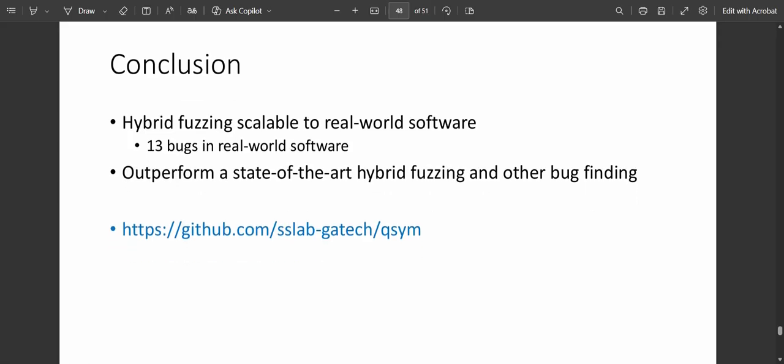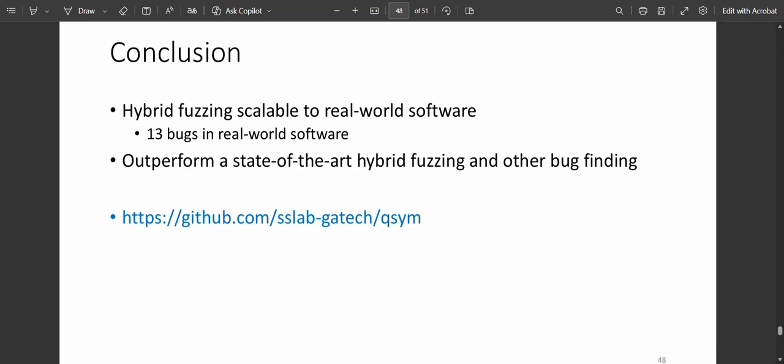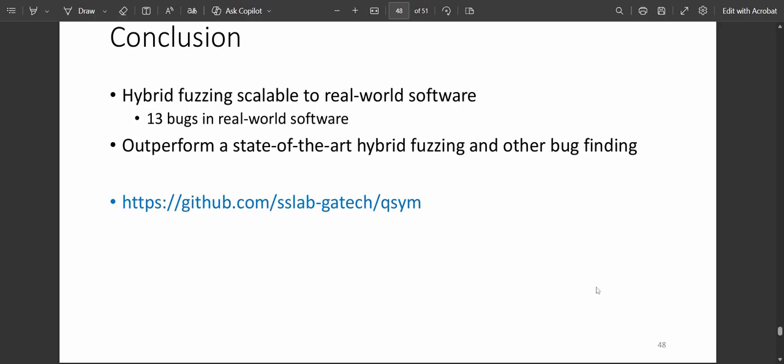And the conclusion: hybrid fuzzing is scalable to real world software, where it has found 13 bugs, and QSYM is also a better one, with state of the art hybrid fuzzing and other bug finding, and it's available at this GitHub link.